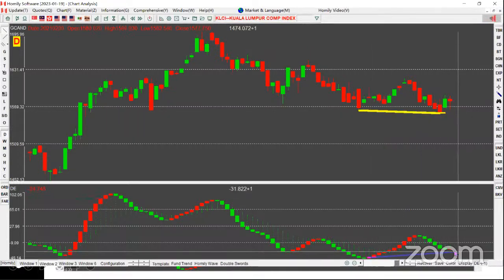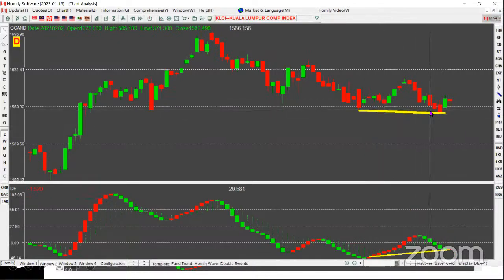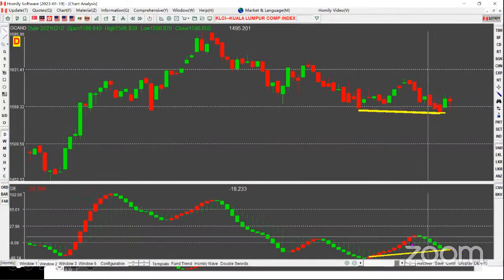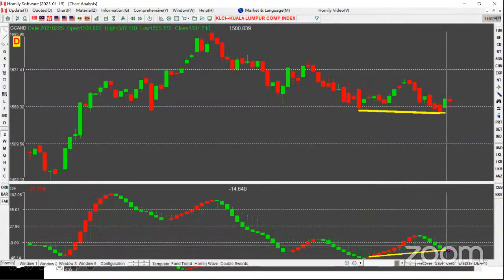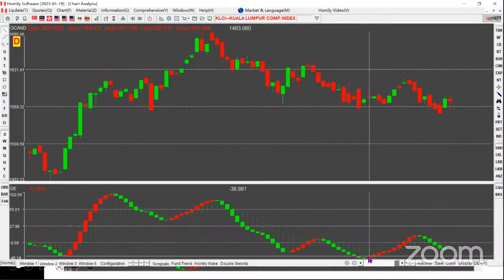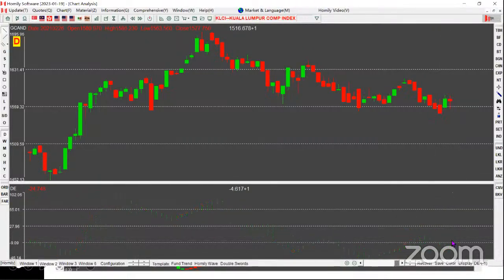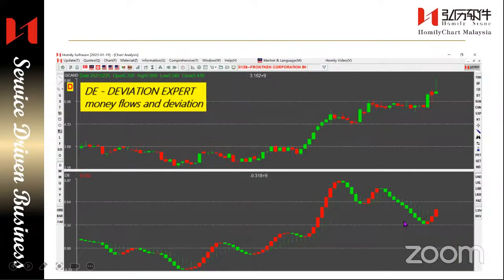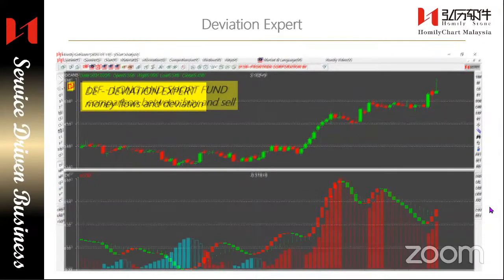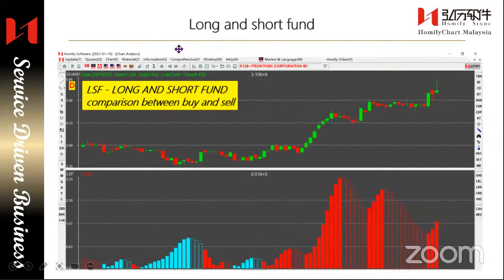See, the price is lower, much lower. This one is lower than the previous one, but the indicator is higher than the previous one. So this indicator can tell you whether there is chance or risk. And in the short term, you can follow these short-term ups or downs. So this is the deviation expert, the short name called DE. And the third indicator, the short name is LSF.